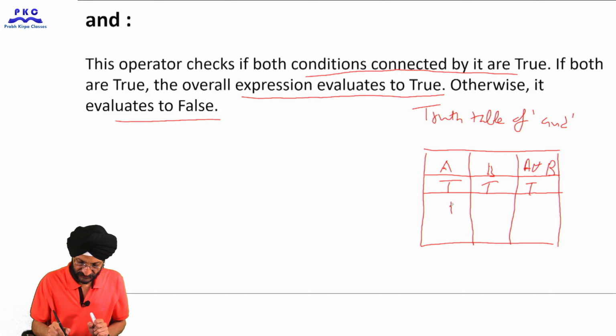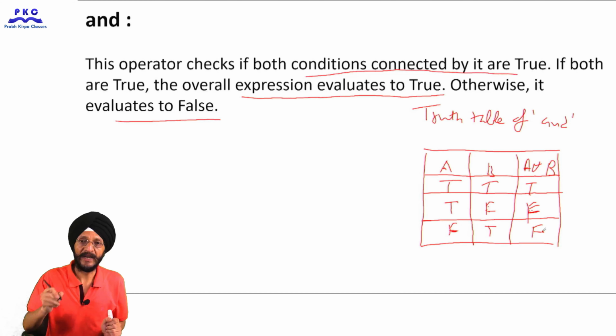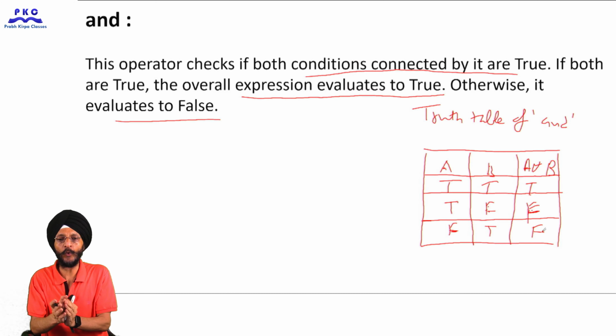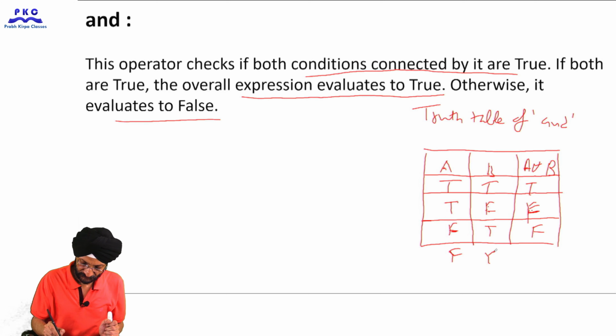Suppose the first condition is true and the second is false, the result will be false. If the first is false and the second is true, then the overall result will be false. If both the conditions are false, the overall result is also false.